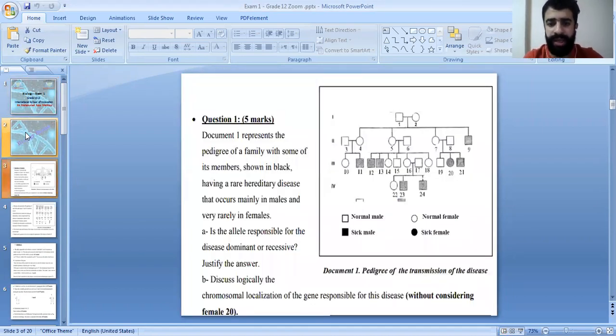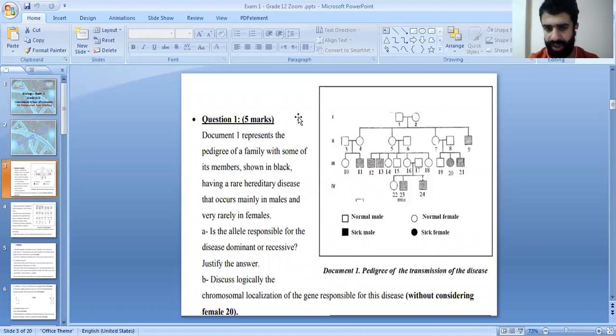Question number 1 is a genetic question. They said that document 1, which is this document, represents the pedigree of a family with some of its members shown in black. You have a rare hereditary disease that occurs mainly in males and very rarely in females. From this sentence, you have to know that this disease is a sex-linked disease. Part one: is the allele responsible for the disease dominant or recessive? Justify your answer.